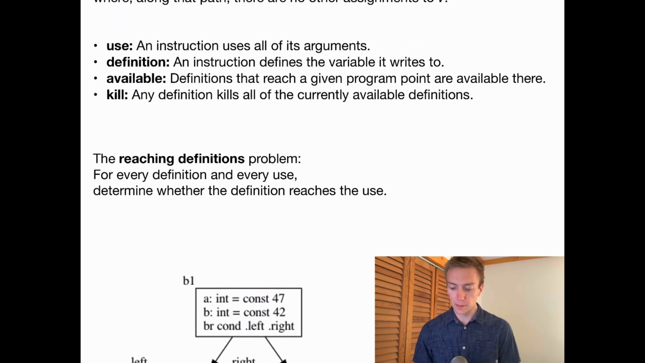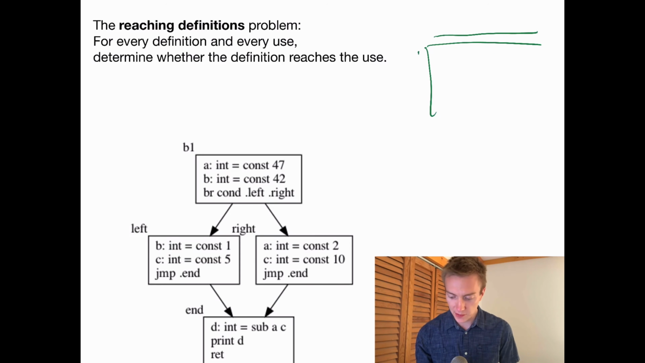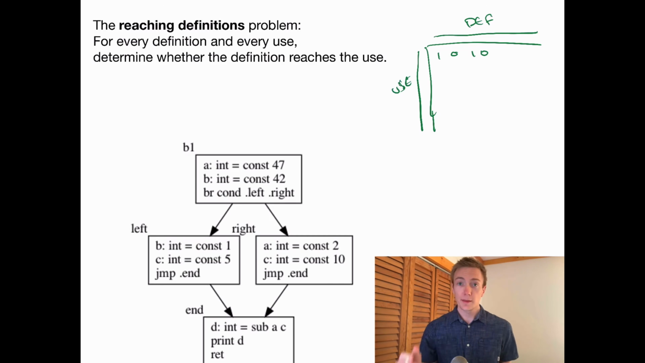So the reaching definitions problem, that is the analysis problem we want to solve, can be put this way. For every definition and every use, and remember, definitions and uses in this terminology are instructions, so for every instruction that either uses a variable or writes to a variable, we want to determine whether that definition reaches that use. If you like, you can think of this as a big matrix where you write all the instructions along the x-axis and all the instructions along the y-axis, and we want to put in a 1 or a 0 at every location to say if this definition reaches this use. So that's the formal definition of the reaching definitions problem.